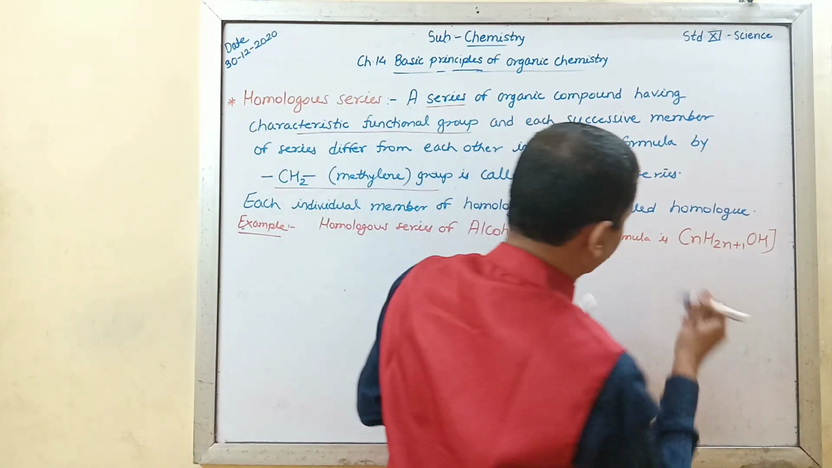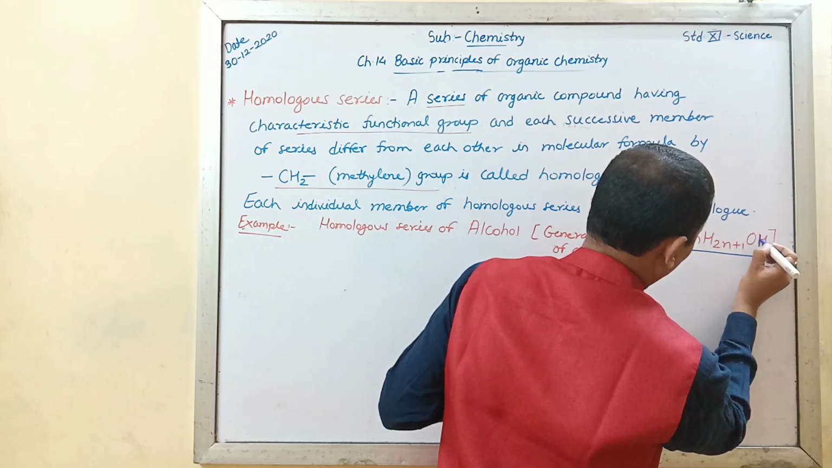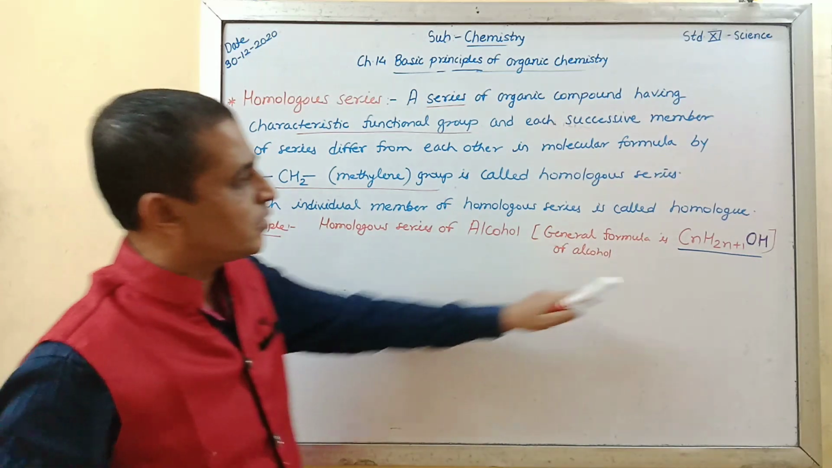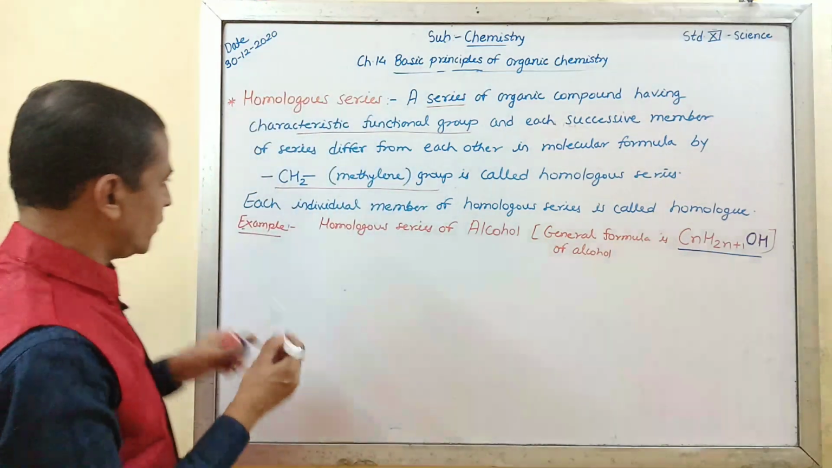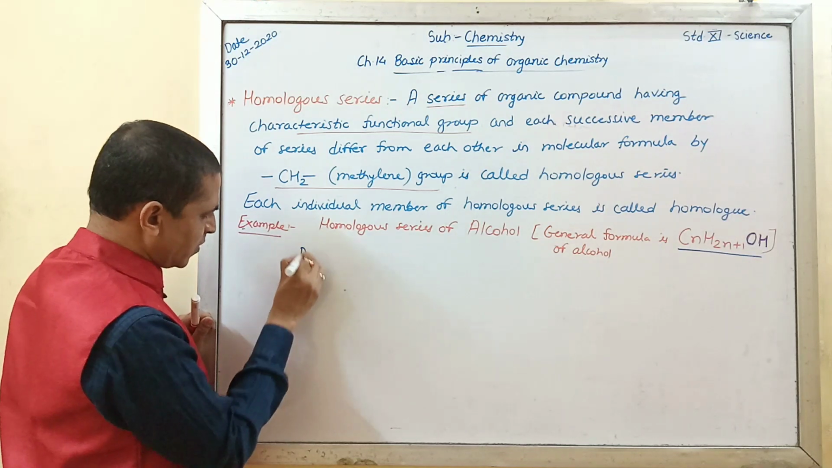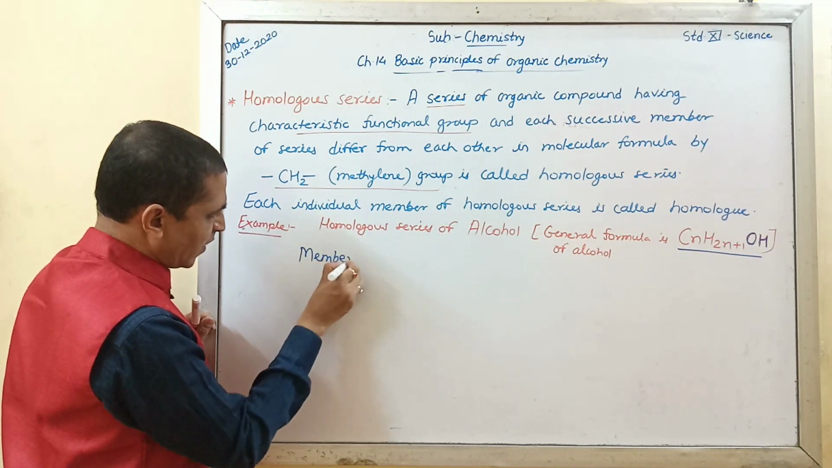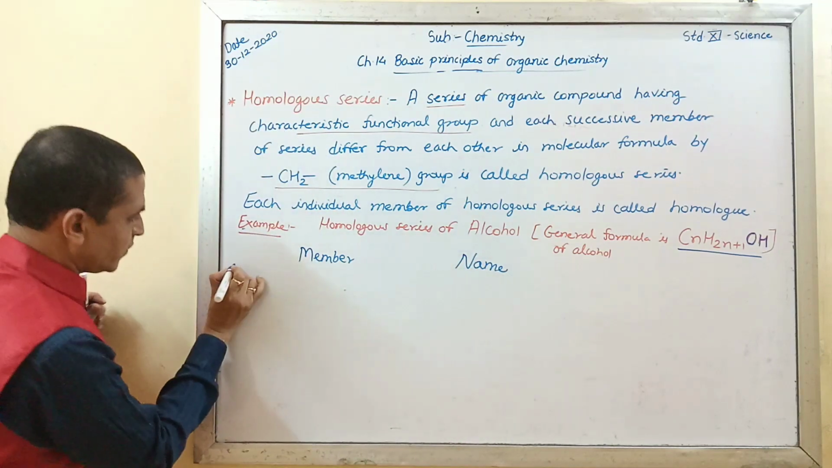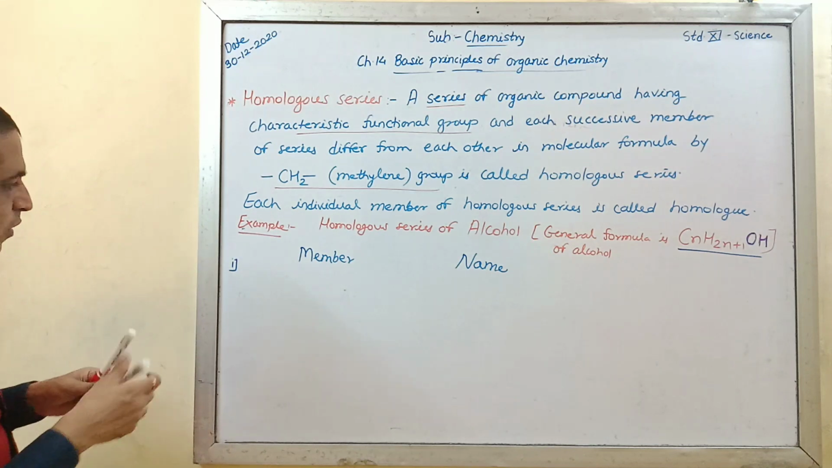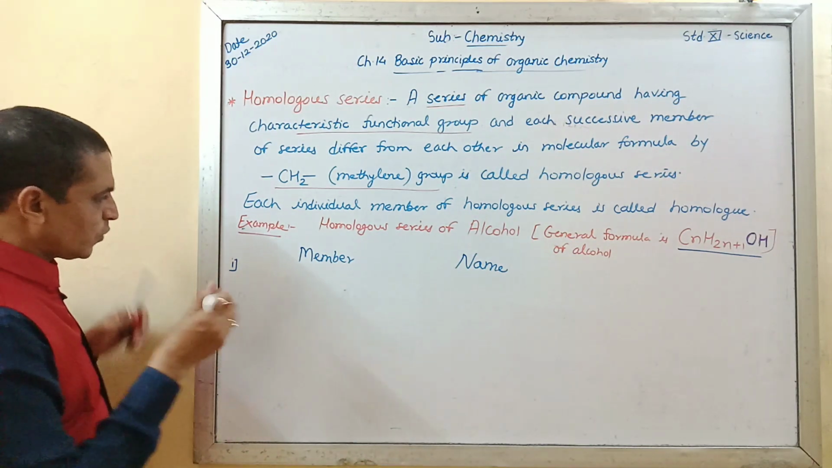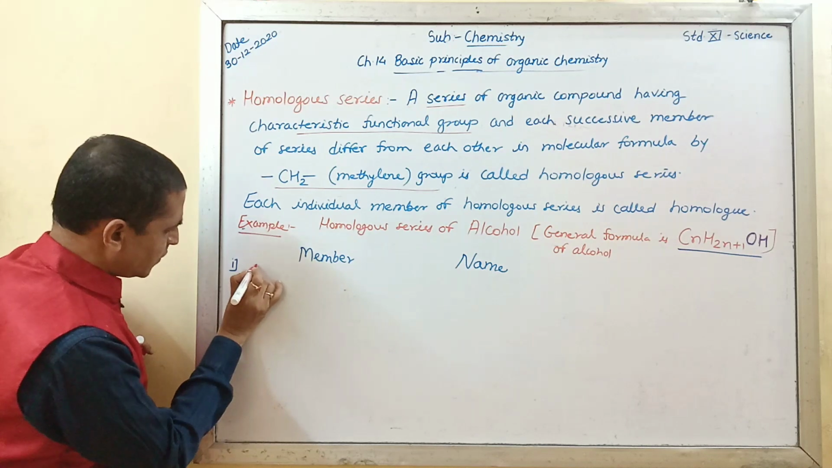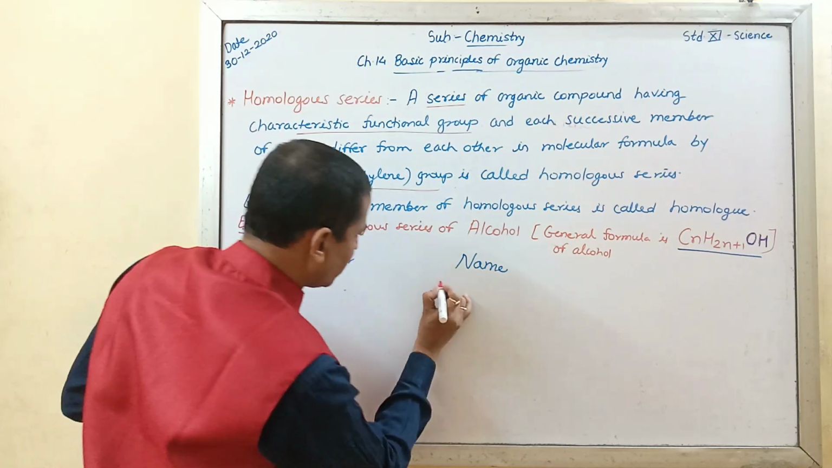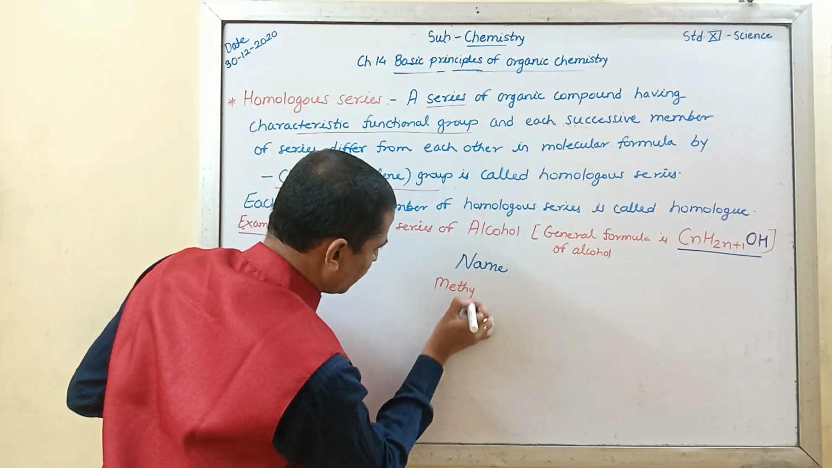Now see here. This OH is what? Functional group. Means they have a common functional group, and n represents the number of carbon atoms. Now see the member and its name. We will consider the first homologue of alcohol. The first homologue of alcohol is what? CH3OH. Its name is methyl alcohol.